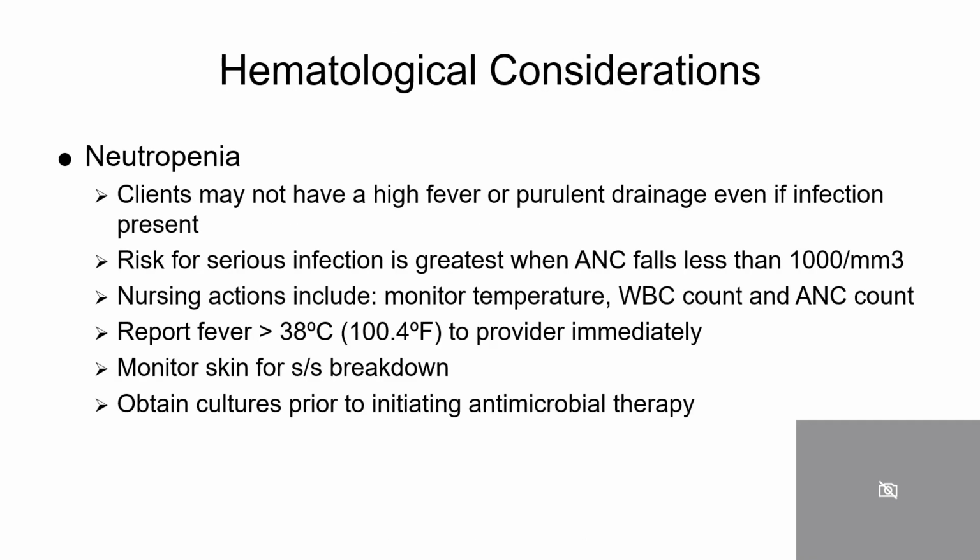So neutropenia is when those patients have a reduced white blood cell count. More specifically, it's looking at not only the white blood cell count, but the ANC, which is the absolute neutrophil count. And a patient has a really serious risk for infection if that ANC falls less than 1,000.